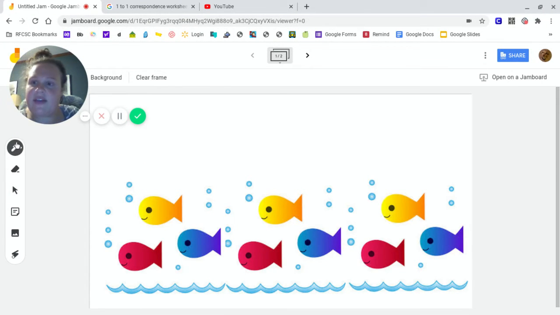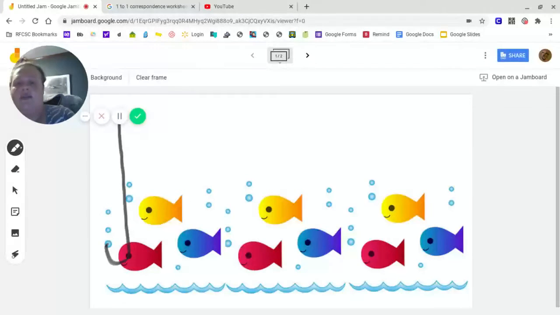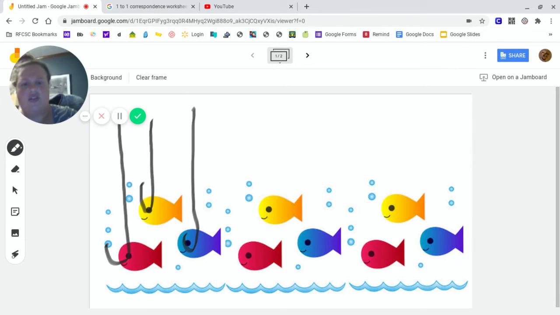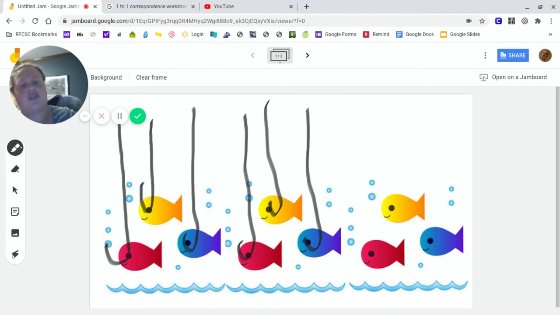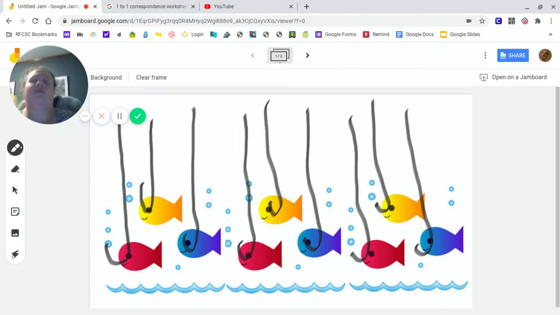Let's see, Mrs. Schnabel can fix that. Let's use this marker. Let's draw a fishing hook from each fish up. Okay, there's one that goes with that fish. One that goes with that fish. One that goes with that fish. One hook that goes with that fish. A hook that goes with that fish, and so on, until the last one: and a hook that goes with that fish.